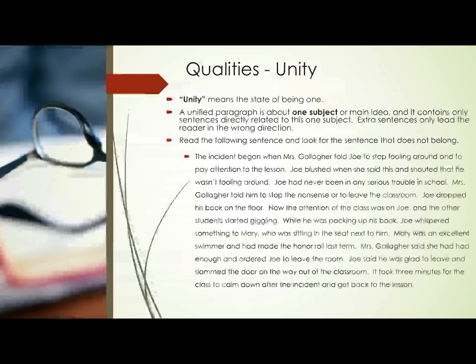He's whispering something to Mary. But if you look at the very next sentence, Mary was an excellent swimmer and had made the honor roll last term. That doesn't fit. We're not reading about Mary. We're reading about Joe, his behavior, and Mrs. Gallagher's response to that. So the sentence that doesn't fit, that is preventing unity in this paragraph, is Mary was an excellent swimmer and had made the honor roll last term.